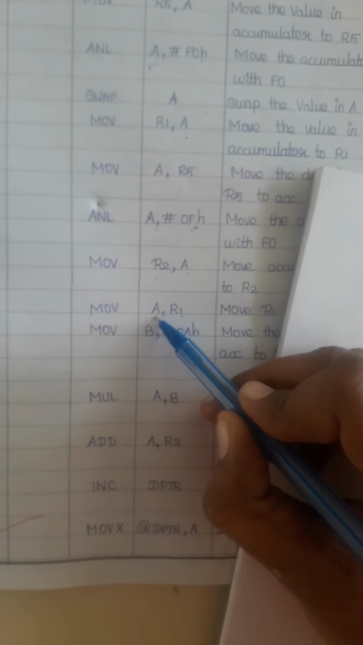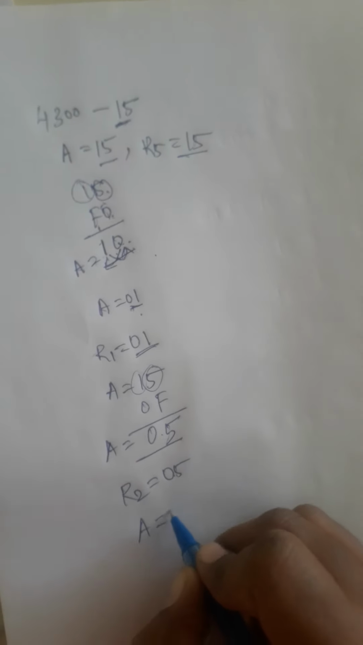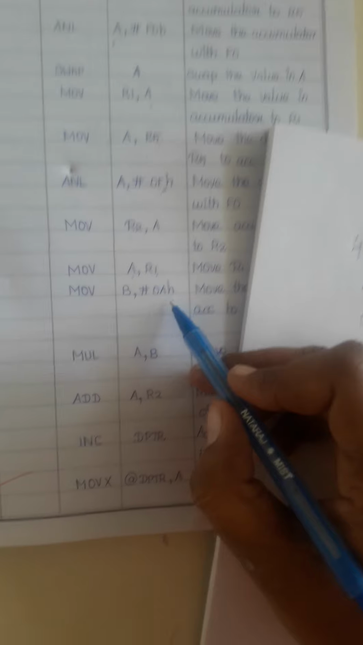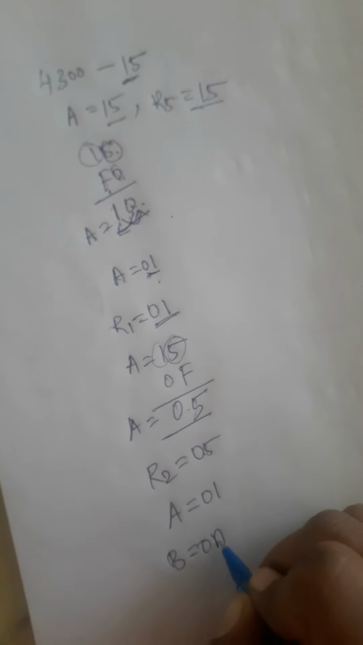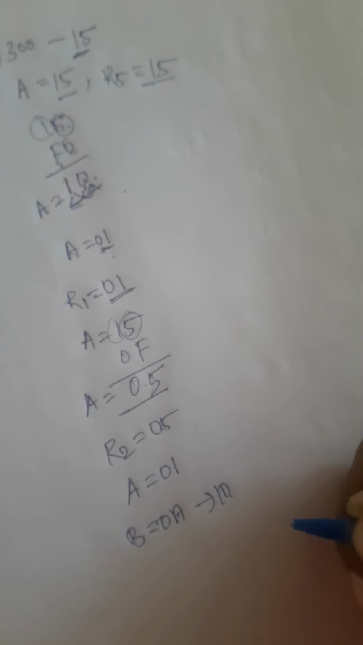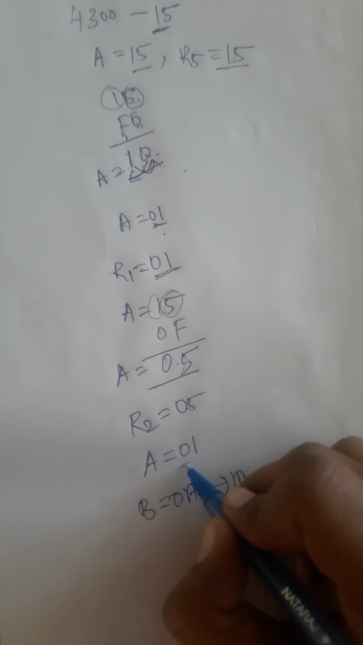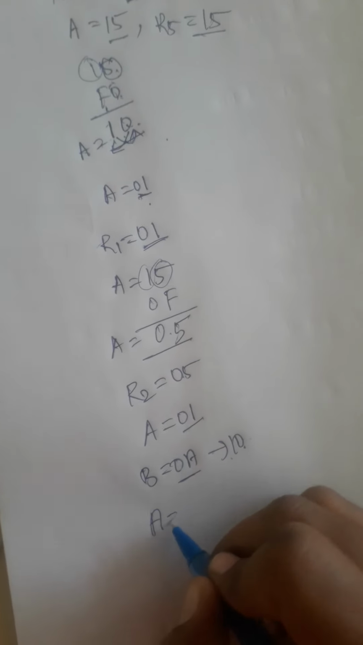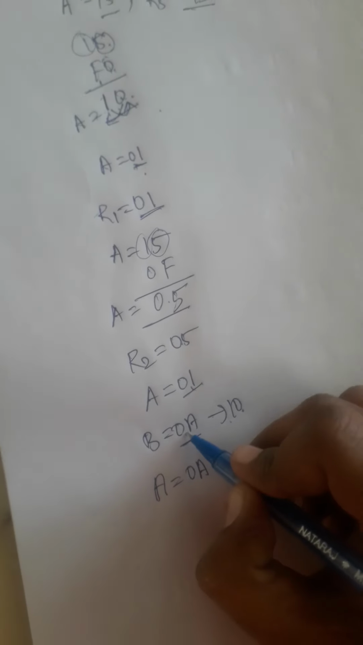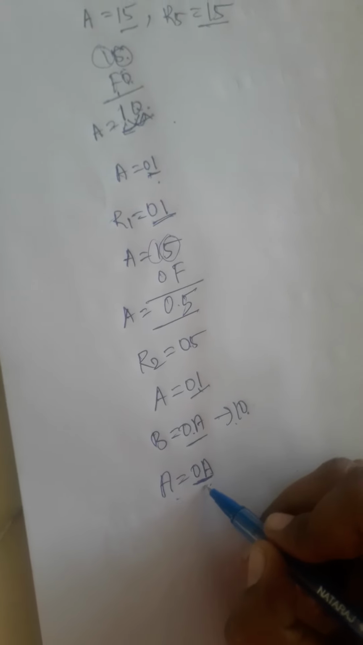Then we move R1 to the accumulator. R1 contains 01, and we move that to the accumulator. Then we move immediate data 0A to the B register. Now the B register contains 0A, whose decimal equivalent is 10. Then we multiply A and B. A contains 01, multiplied with 0A. So in the accumulator we get 0A: 1 multiplied with 10 gives the equivalent hexadecimal value 0A.